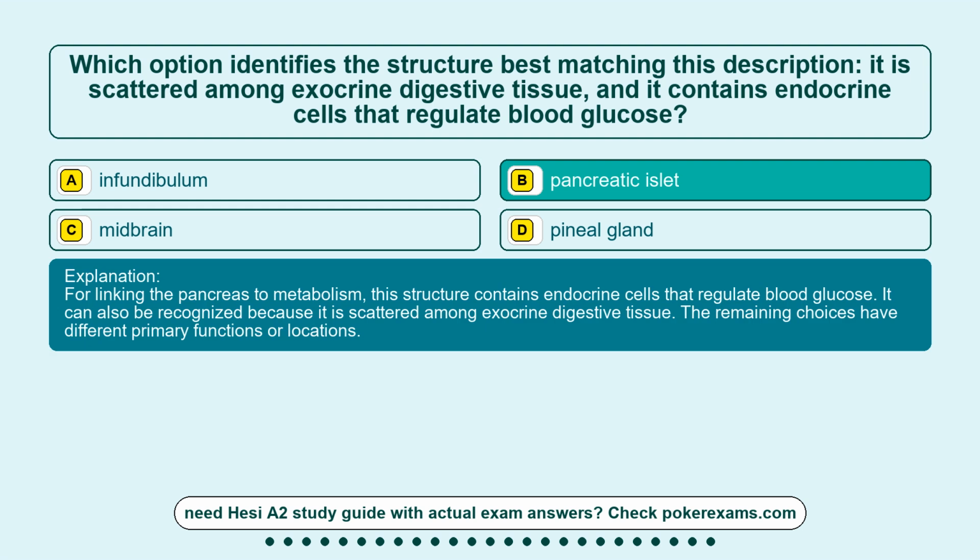For linking the pancreas to metabolism, this structure contains endocrine cells that regulate blood glucose. It can also be recognized because it is scattered among exocrine digestive tissue. The remaining choices have different primary functions or locations.